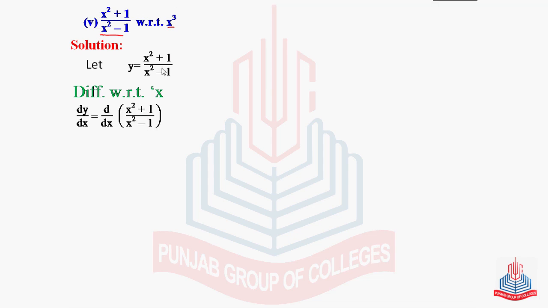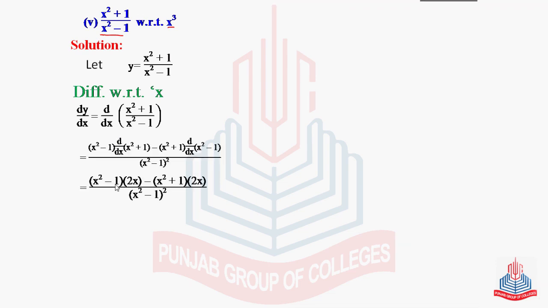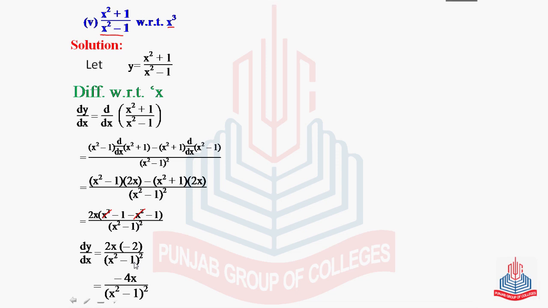Again by using our quotient theorem, this x square minus 1 will be as it is, the derivative of x square plus 1 is 2x, minus this x square plus 1 as it is, and the derivative of x square minus 1 will be 2x. Taking 2x as a common factor, we have (x square minus 1) and this minus (x square minus 1). This will be cancelled out. We have only 2x into minus 2 over (x square minus 1) whole square. So finally dy by dx will be minus 4x divided by (x square minus 1) whole square.